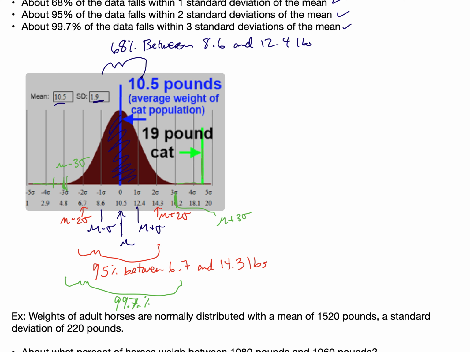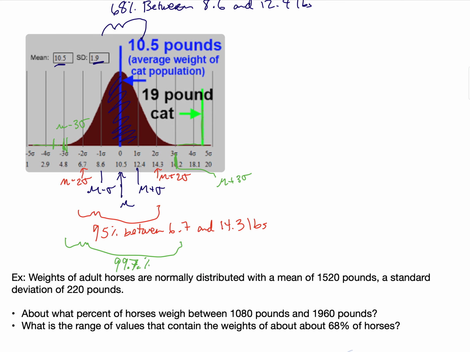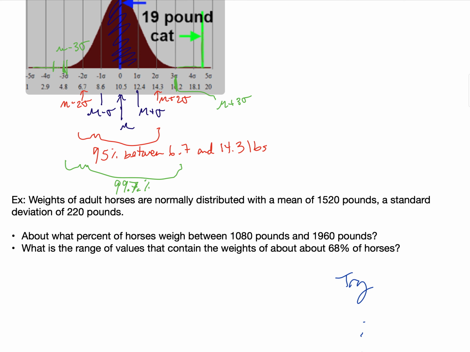Okay, so let's look at an example. Weights of adult horses are normally distributed with a mean of 1,520 pounds and a standard deviation of 220 pounds. About what percent of horses weigh between 1,080 pounds and 1,960 pounds? And second, what is the range of values that contain the weights of about 68% of horses? So give each of these a try, and we'll talk about it in just a moment.